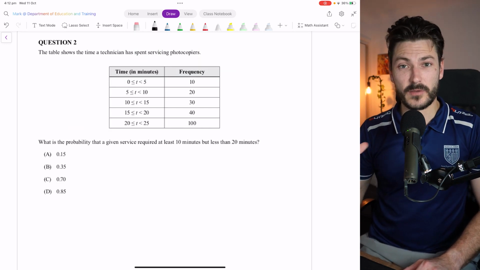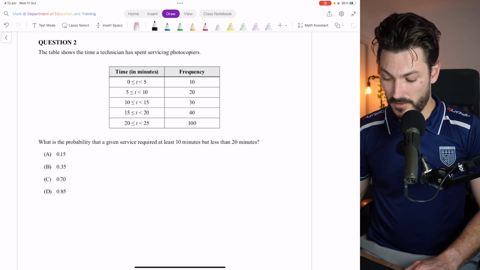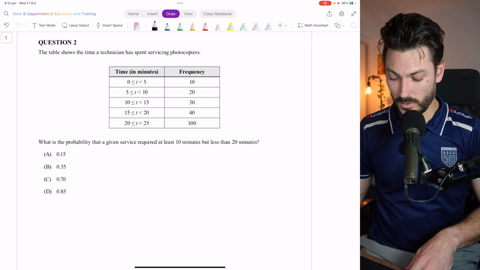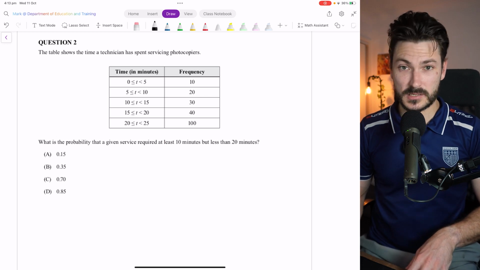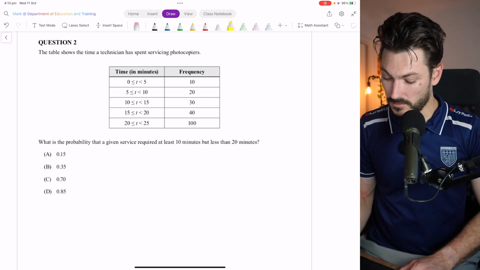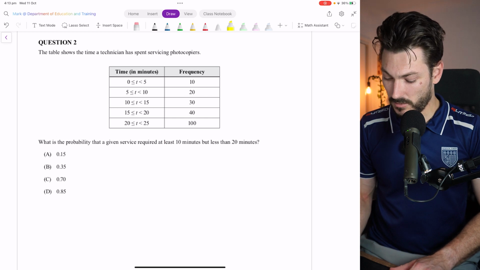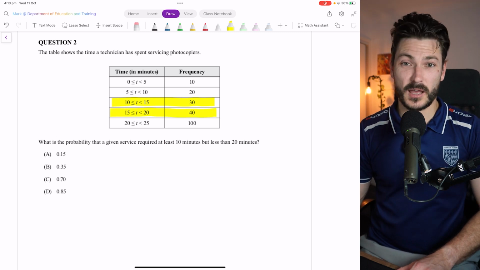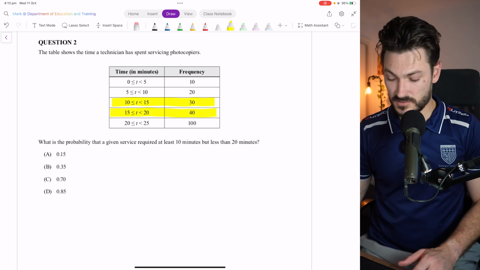Okay, question 2, we have a frequency table here about photocopiers. The question is, what is the probability that a given service required at least 10 but less than 20? So at least 10 is going to be 10 or more. So we're looking all the way up here. This one is still less than 20. The bottom one that I haven't highlighted is not less than 20, so it's not included.